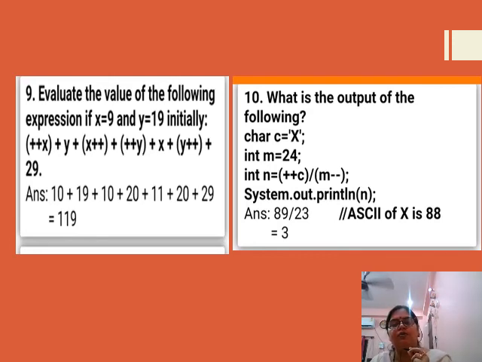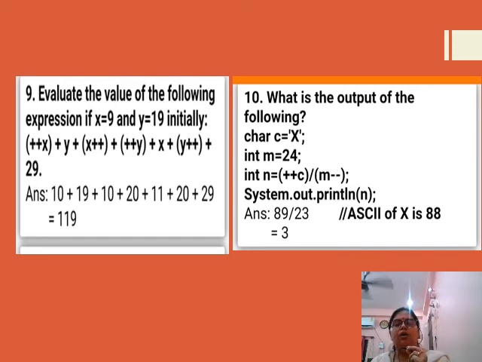What is the output of the following? char c is 'X'. Okay. int m is 20. Now int n is equal to plus plus c. Now c will be considered as its ASCII value. If we see what is the ASCII value of c, then it is 88. You all have learned that the capital letters A to Z have values of 65 to 90, and small letters have the values of 97 to 122.